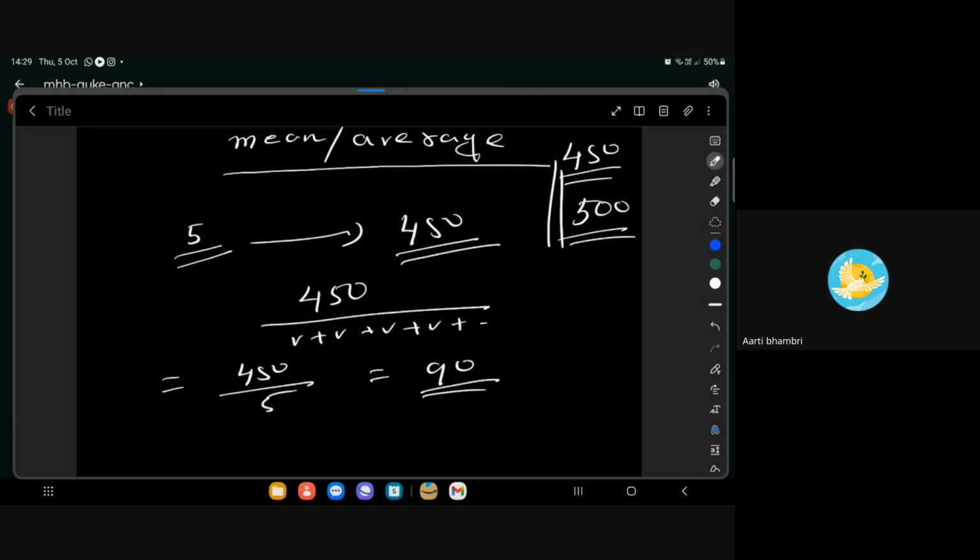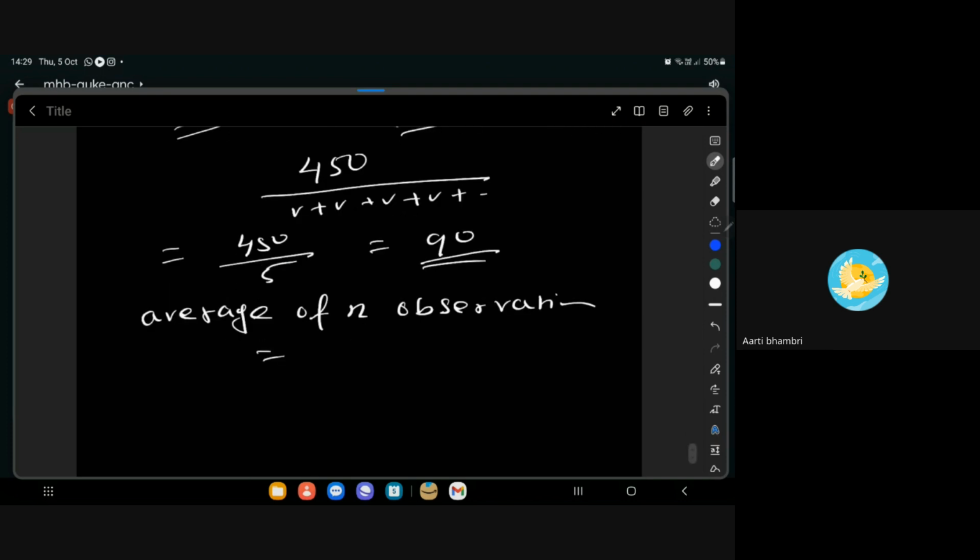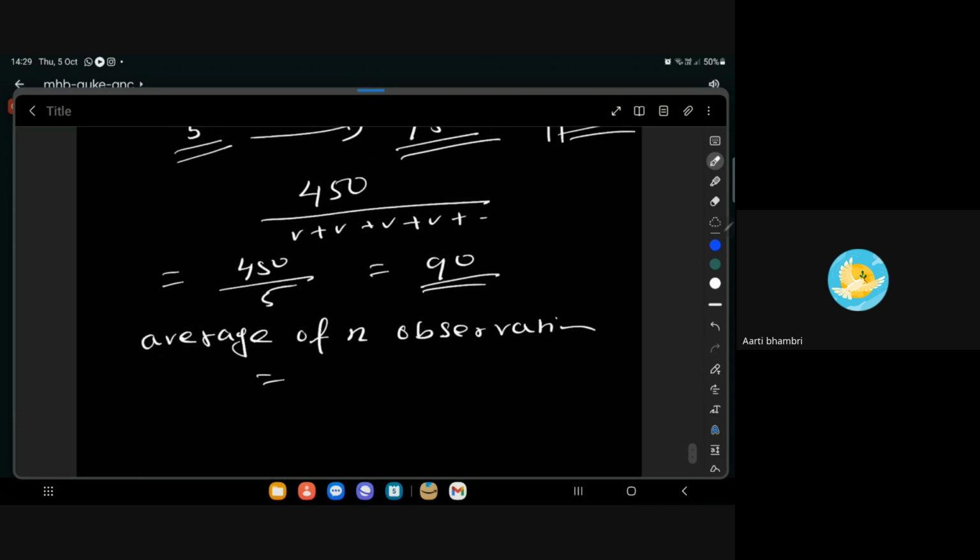Okay. So the mean is the average of n observations, or n things, anything, n number of subjects, n number of students, n number of games, anything. It is equal to the sum of all, that is the total, divided by the number of individuals.